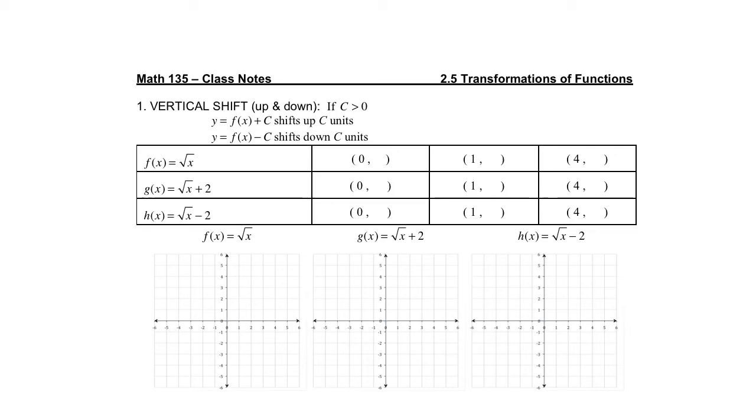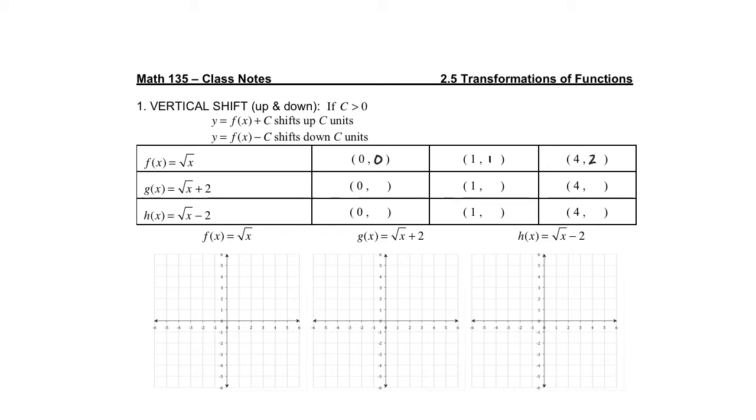We're going to look at transformations of functions. So this is all of the shortcuts on how to graph. All right, so if we have this function, f of x is the square root of x. So we just take the square root of our input. So square root of 0 is 0, square root of 1 is 1, square root of 4 is 2.